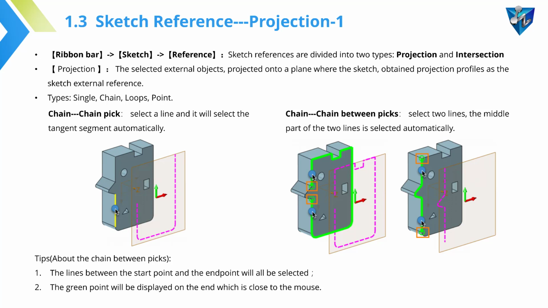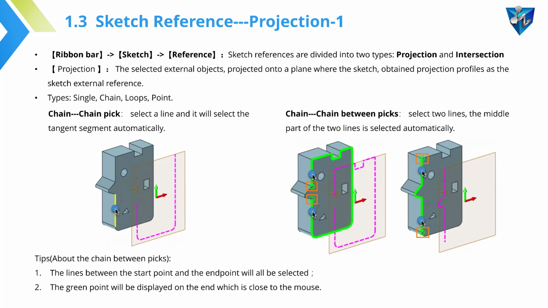Another option is chain between peak. When we select two lines, the middle part between the two lines is selected automatically. As you can see, there is the end circle of the line. When you move the mouse close to the end, it will highlight the nearest endpoint. So here are some tips for chain between peaks. The line between the starting point and the end point will be selected when you use chain between peak, and the green point will be displayed on the end which is close to the mouse.